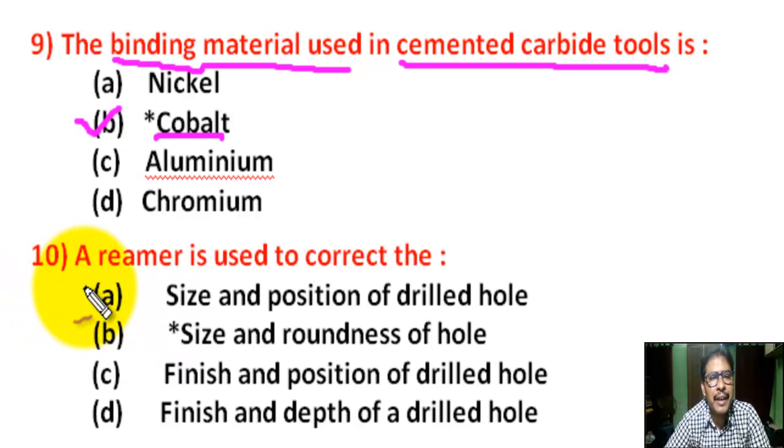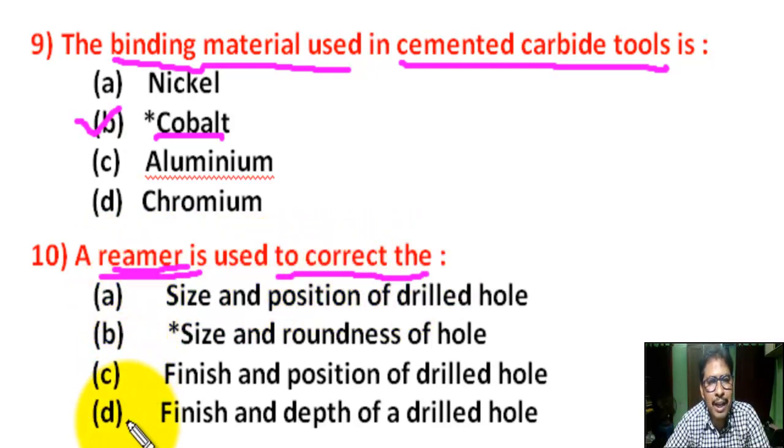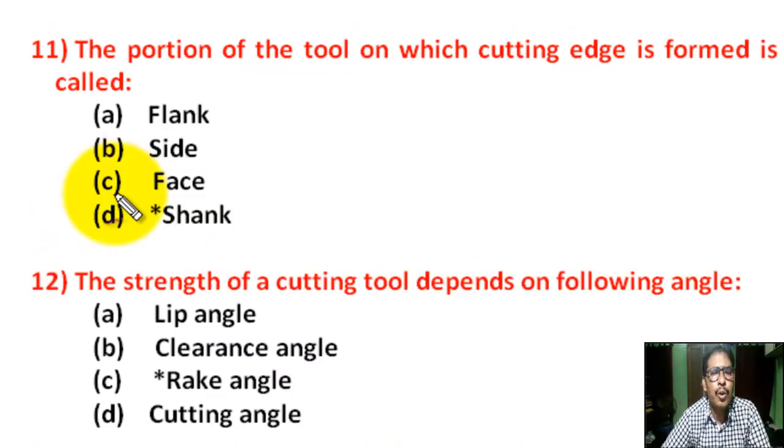Question number 10. A reamer is used to correct the. There are 4 options. Correct answer is B. A reamer is used to correct the hole size and roundness of the hole.